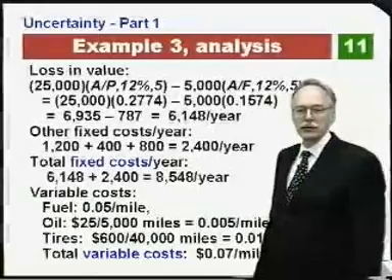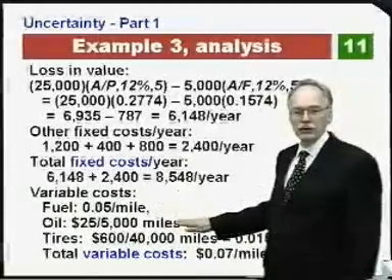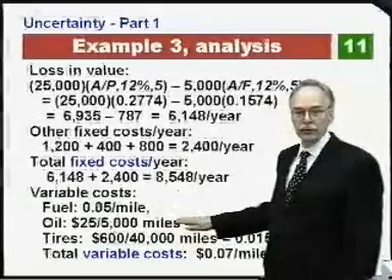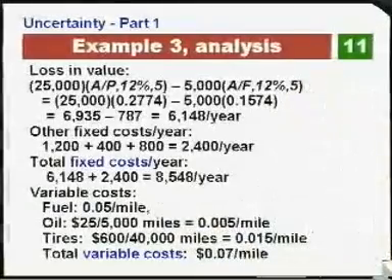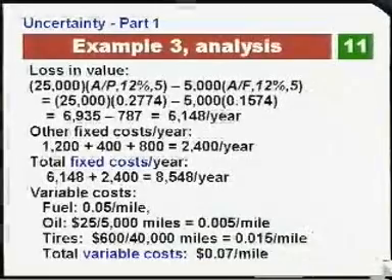The variable costs, on the other hand, do. Fuel certainly does. Oil certainly does if we follow the schedule for oil changes. And tires will do. So the total variable costs per mile then are 7 cents. The biggest component of that is the fuel cost, 5 cents per mile. Oil about half a penny per mile. And tires 1.5 pennies per mile.